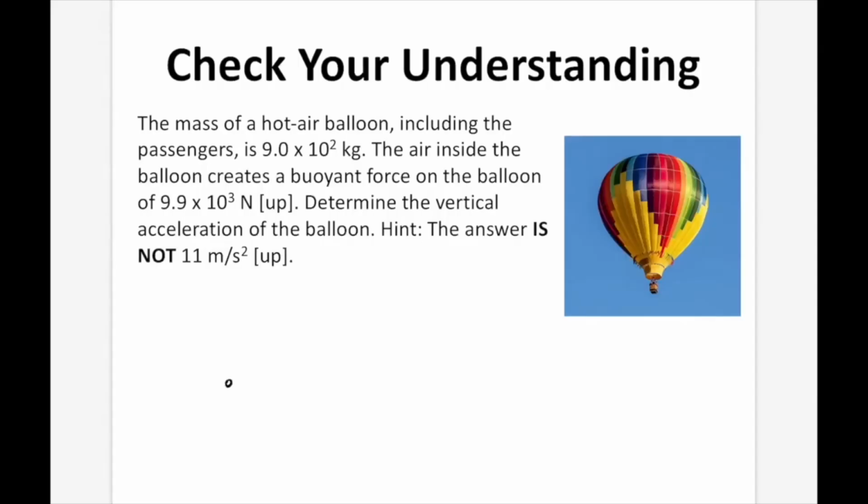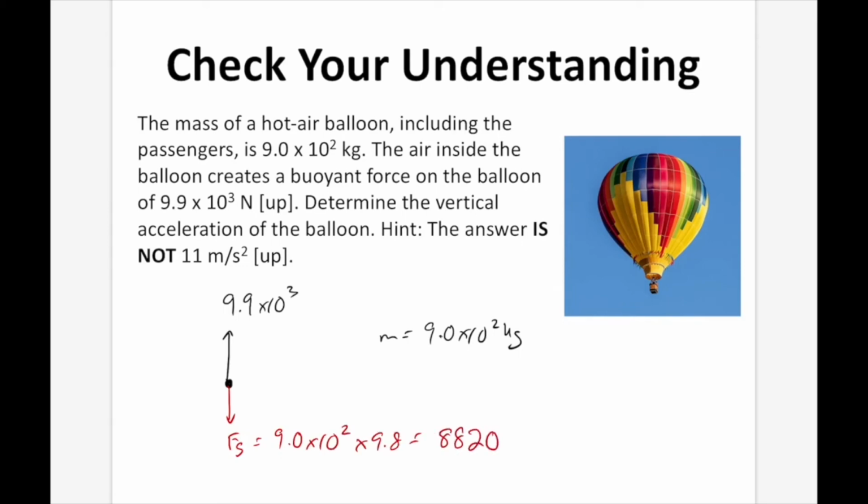So when we draw our free body diagram, we're going to have a buoyant force upwards of 9.9 times 10 to the 3 newtons, and we know that the mass of the object is 9.0 times 10 to the 2 kilograms. That means we need to have a force of gravity down equaling 9.0 times 10 to the 2 times 9.8. And that equals 8820 newtons down.